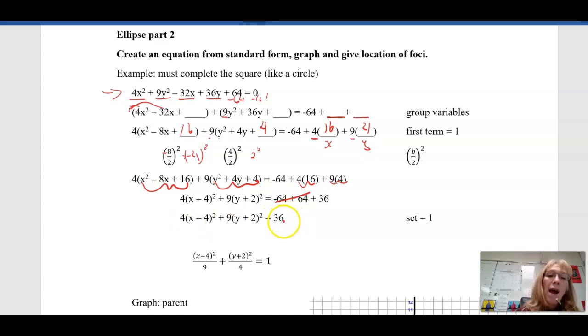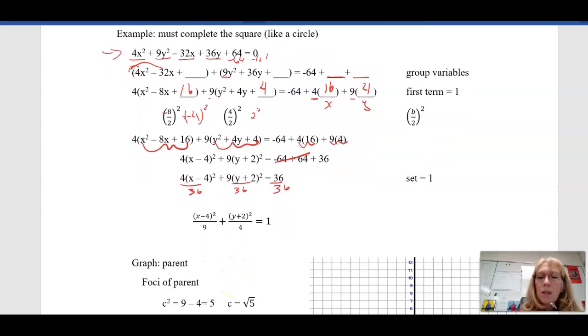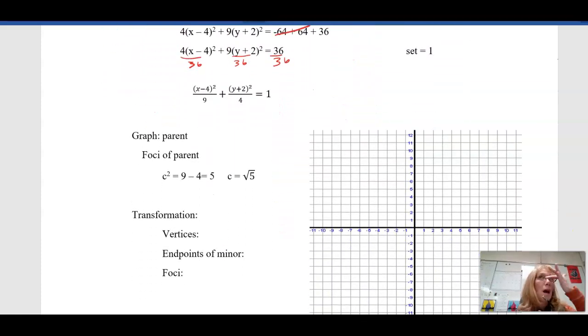So now we still have to have this equal to 1. So we're going to divide everybody by 36, like so. Now our new equation of our ellipse is (x minus 4) squared over 9 plus (y plus 2) squared over 4 equals 1. So now we can graph this in one step. I hope you're kind of getting to that point.